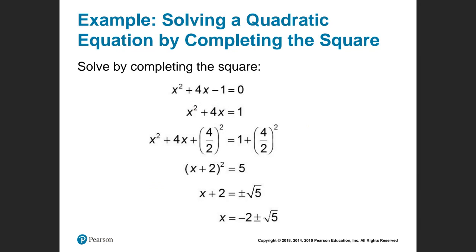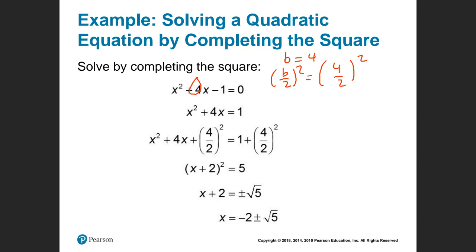Solve by completing the square. x squared plus 4x minus 1 equals 0. Remember this is b, so b equals 4. We need b over 2 squared, so it means 4 over 2 squared. If we add 4 over 2 squared on the left side, we have to add b over 2 squared on the right side.